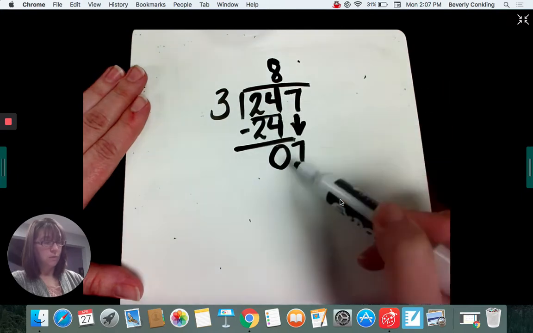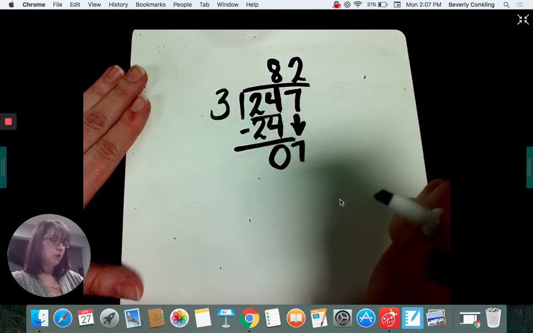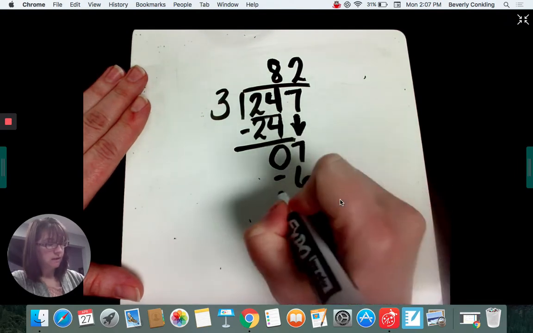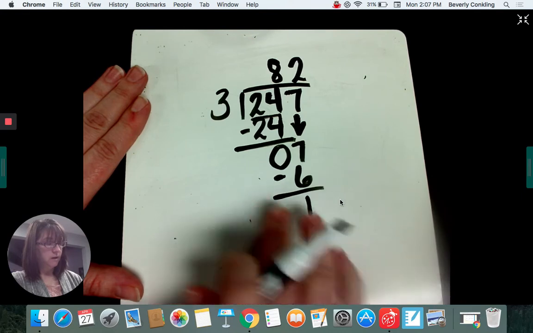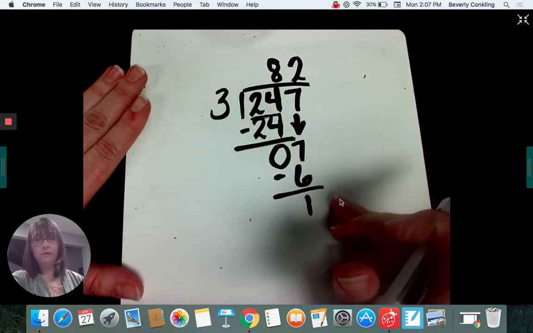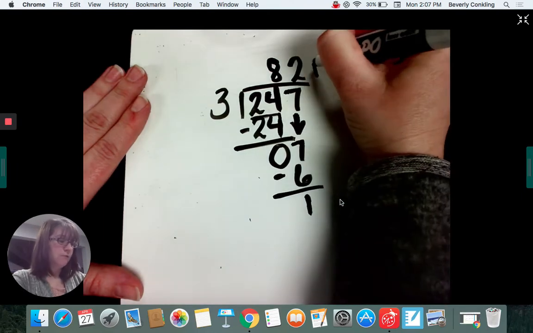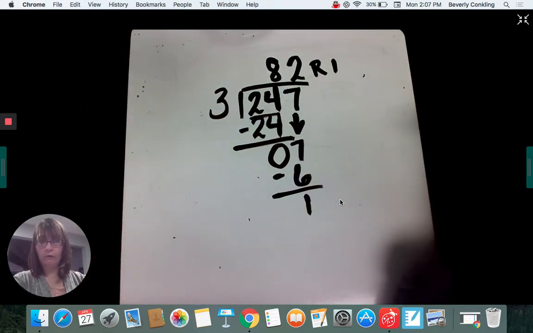3 times what gets me close to 7 without going over? Well, that would be 2, and 3 times 2 is 6. 7 minus 6 is 1. Is 1 smaller than 3? Yes, it is. I don't have anything left to bring down, so this is my remainder. And for today's work, I just want you to do it as remainders. We're not going to do decimals or fractions today.